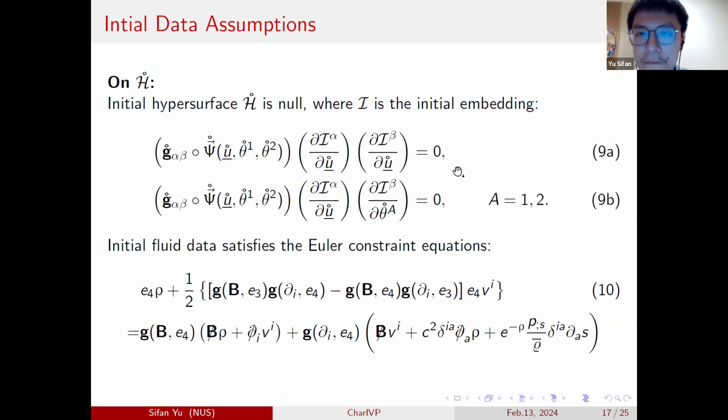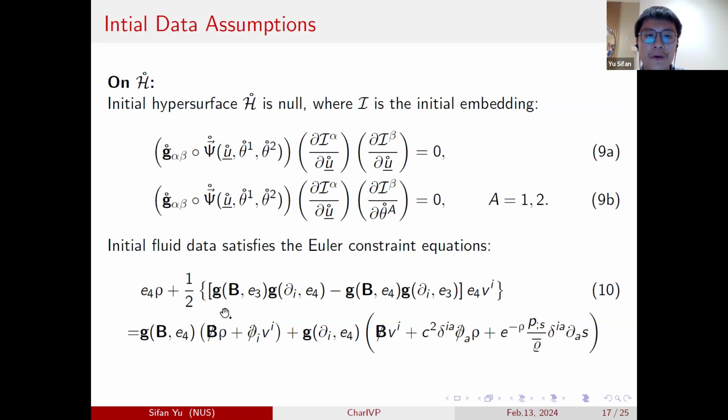Okay, so basically the equation 9a tells you g of LL is 0. The second equation 9b tells you that g of L comma EA is 0. So the first one tells you that you have a null generator. The second one is the orthogonality for your null generator and the two sphere. Okay, and equation 10 is the so-called Euler constraints equation. It is the compressible Euler equations restricted on H.